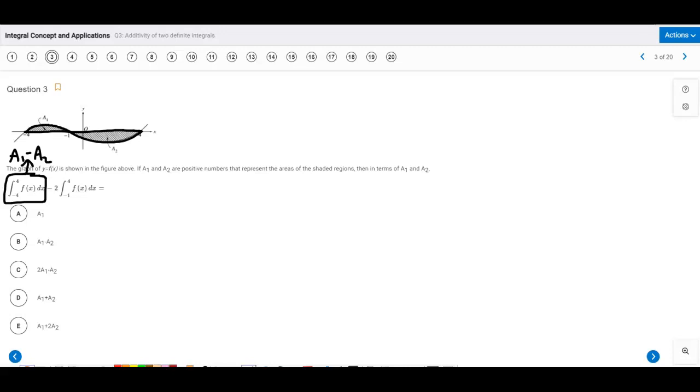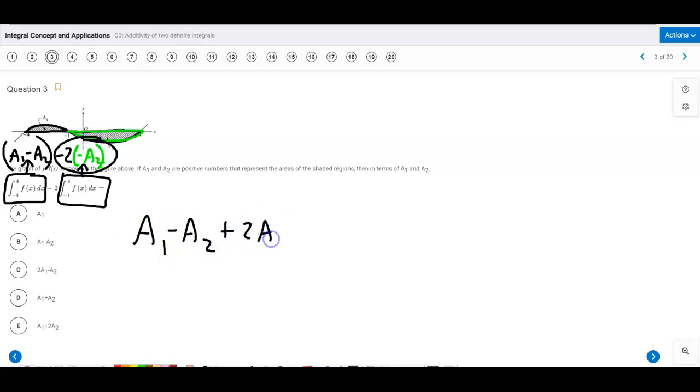Now as for the next one here, I'm going to put that in parentheses. Now we have minus 2, and then we have this one. So that's from negative 4 to negative 1, right? No, I'm sorry. I take that back. It says from negative 1 to 4. That's this one. And once again, that's the A2 value, right? But it's negative. All right, so let's go ahead and simplify this expression a little bit. We have A1 minus A2. And then simplifying that, you get plus 2 A2. And then you can combine these two terms together.